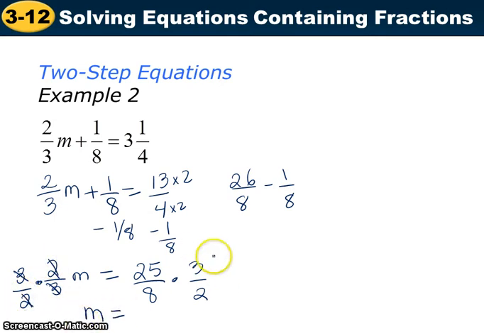Okay, now these guys have nothing in common, no common factors, so we have no choice but to multiply them and deal with big numbers. So 25 times 3, that will be 75 over 16. And then we can change this to a mixed number if we want.